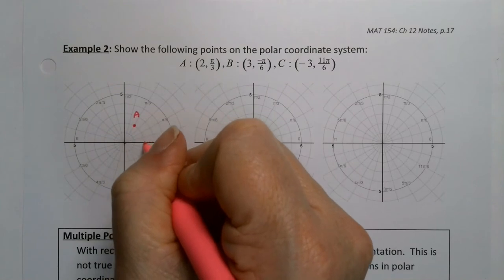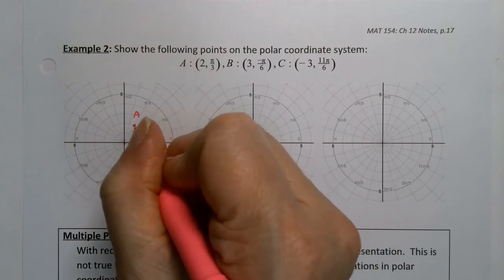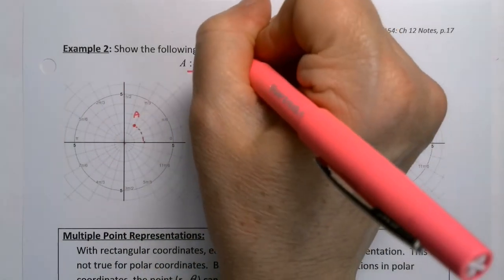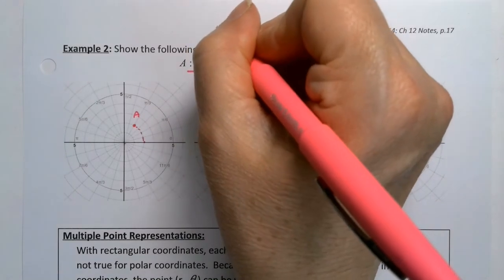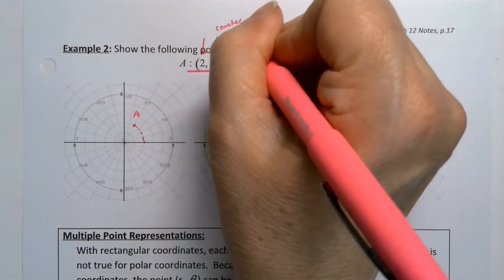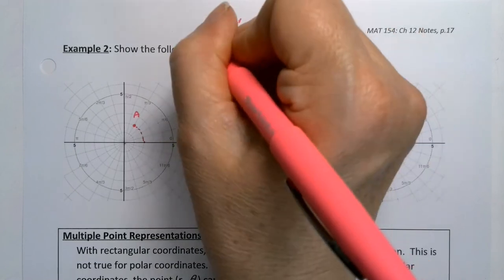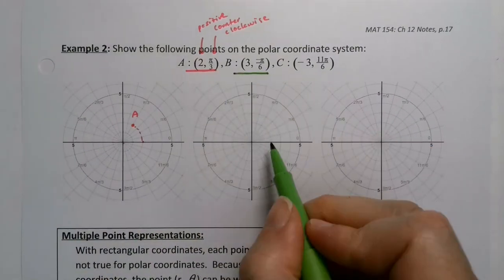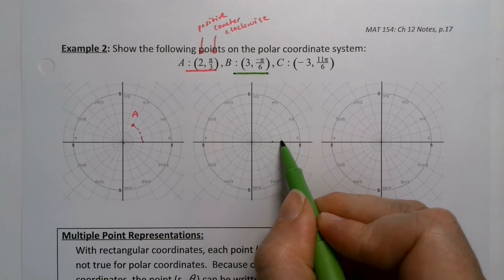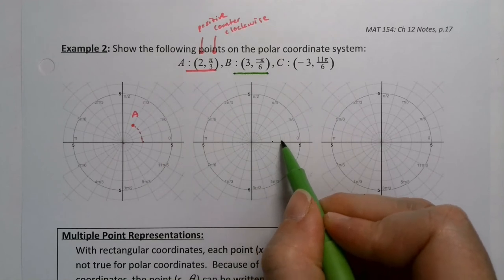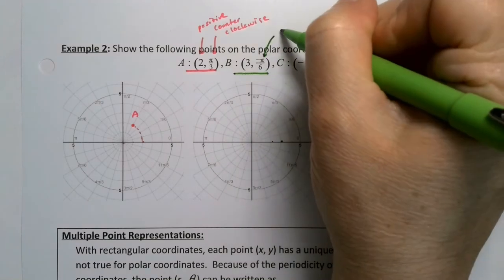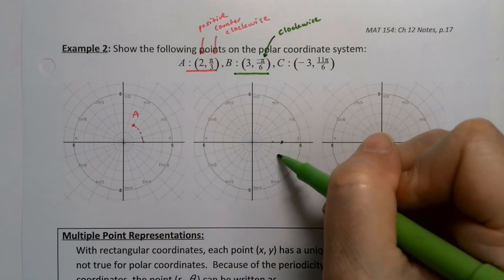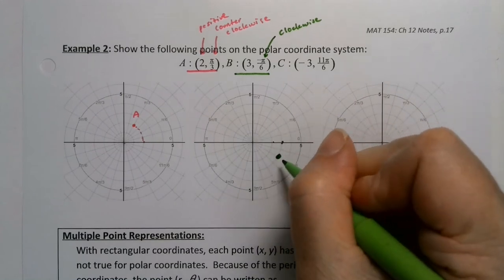So I went out 2 to the second ring, and then I kind of worked my way up to that. So that's A. So notice it was positive and it was counterclockwise. All right, let's do letter B, which is positive again. 1, 2, 3. So I go out to the 3 ring, but it's going to be negative pi over 6, which means that I'm going to be working clockwise. So I'm going to go down negative pi over 6, which puts me right here. That's point B.